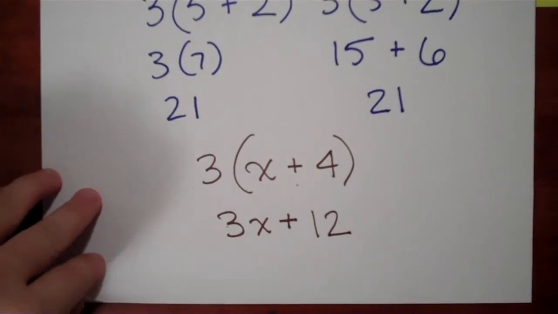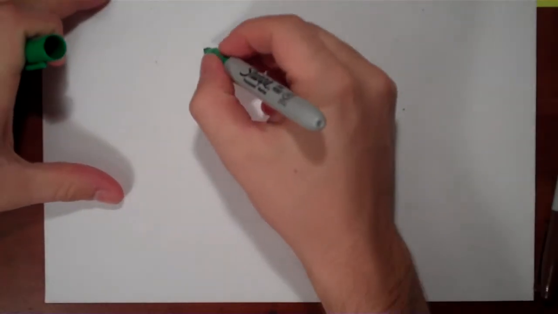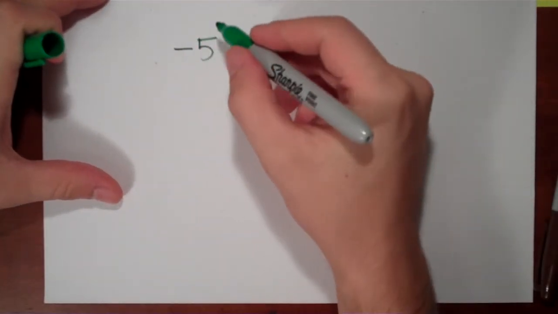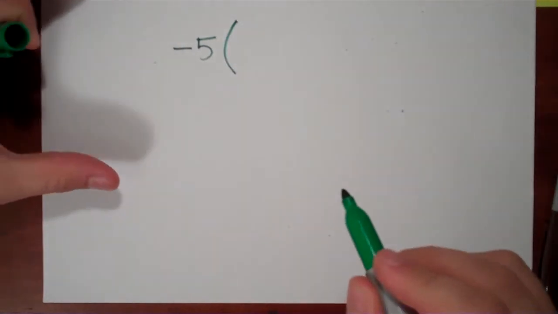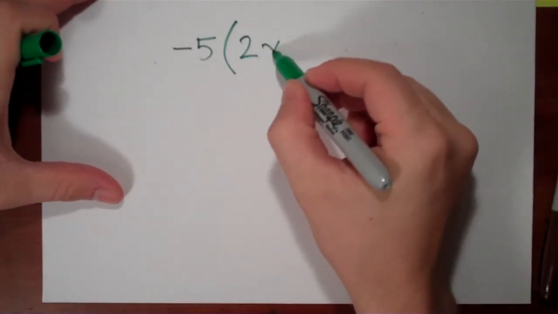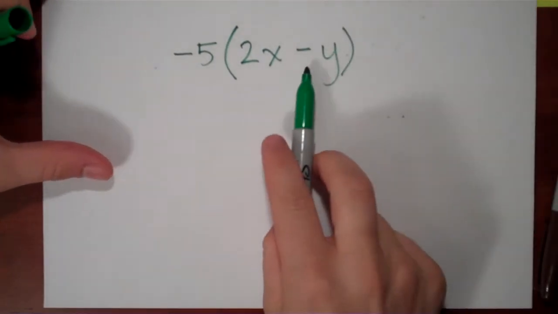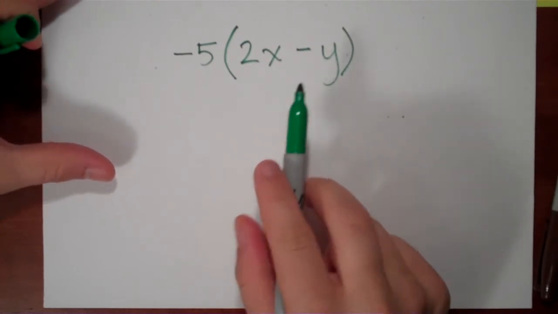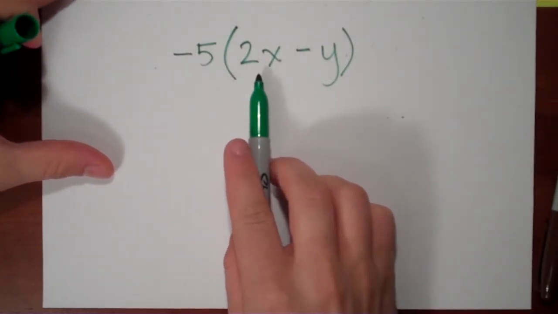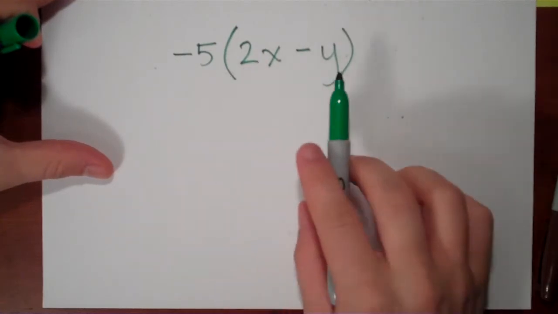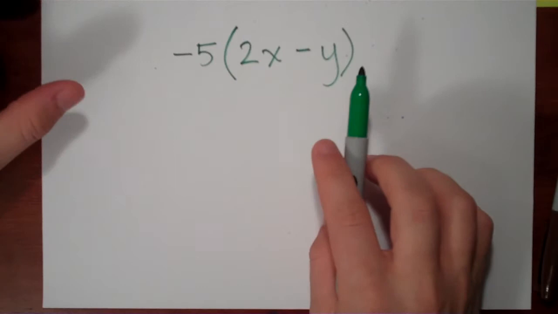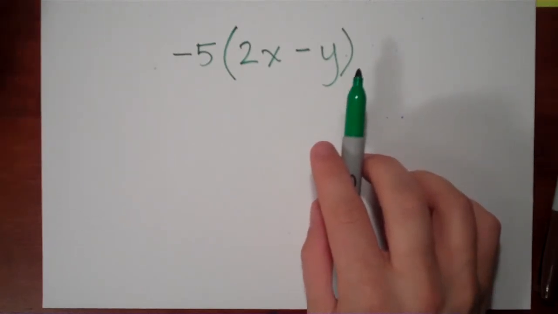Now, last example. Sometimes you're going to see positives and negatives. As with any math problem, you've got to be ready to see those. Let's do this one. It's a tricky one. Negative 5 times 2x minus y. So basically, here's my sign, right? We're subtracting a y here. I've got to distribute the negative 5 times 2x, and I've got to distribute the negative 5 times a negative y. We're taking away the y.